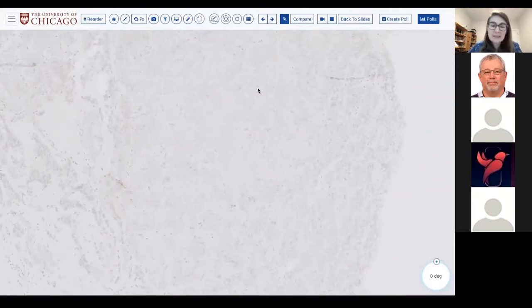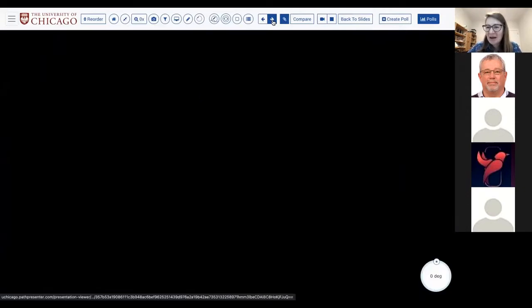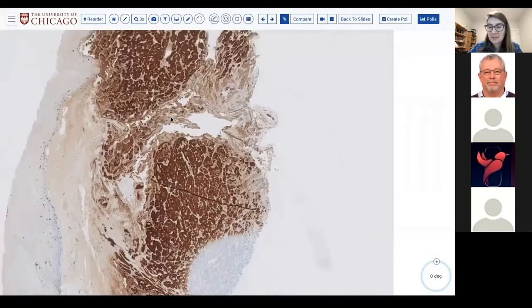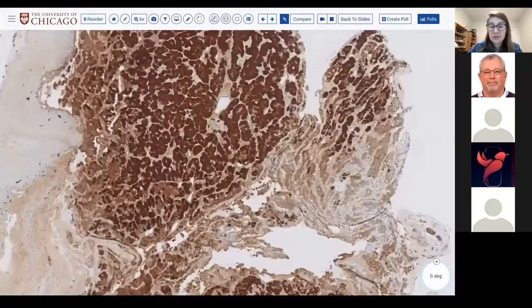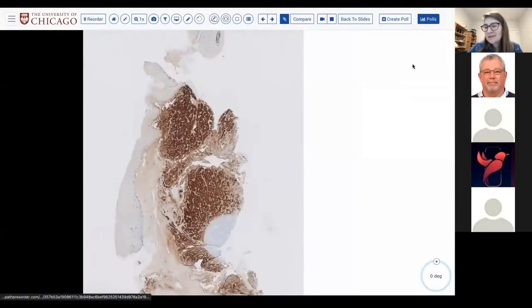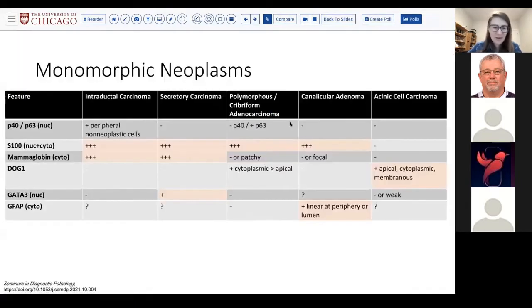All right, P40 completely negative will basically put you in a not biphasic category. So in a not biphasic category, you may want to then think about S100, because there are a few monomorphic neoplasms that are diffusely strongly S100 positive. So this is S100. And in case you're asking what the diagnosis is, or if I've done mammaglobin, I can tell you that mammaglobin is negative. Okay, and so this diagnosis was made as a polymorphous adenocarcinoma. Okay, so the interesting thing about polymorphous is that it can be P63 positive, but it's completely P40 negative.